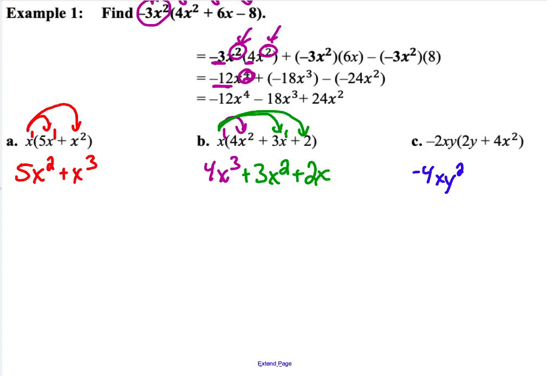Then I do negative 2xy times 4x squared. So negative 2 times 4 is negative 8. X to the first times x to the second is x to the third. And then y to the first.